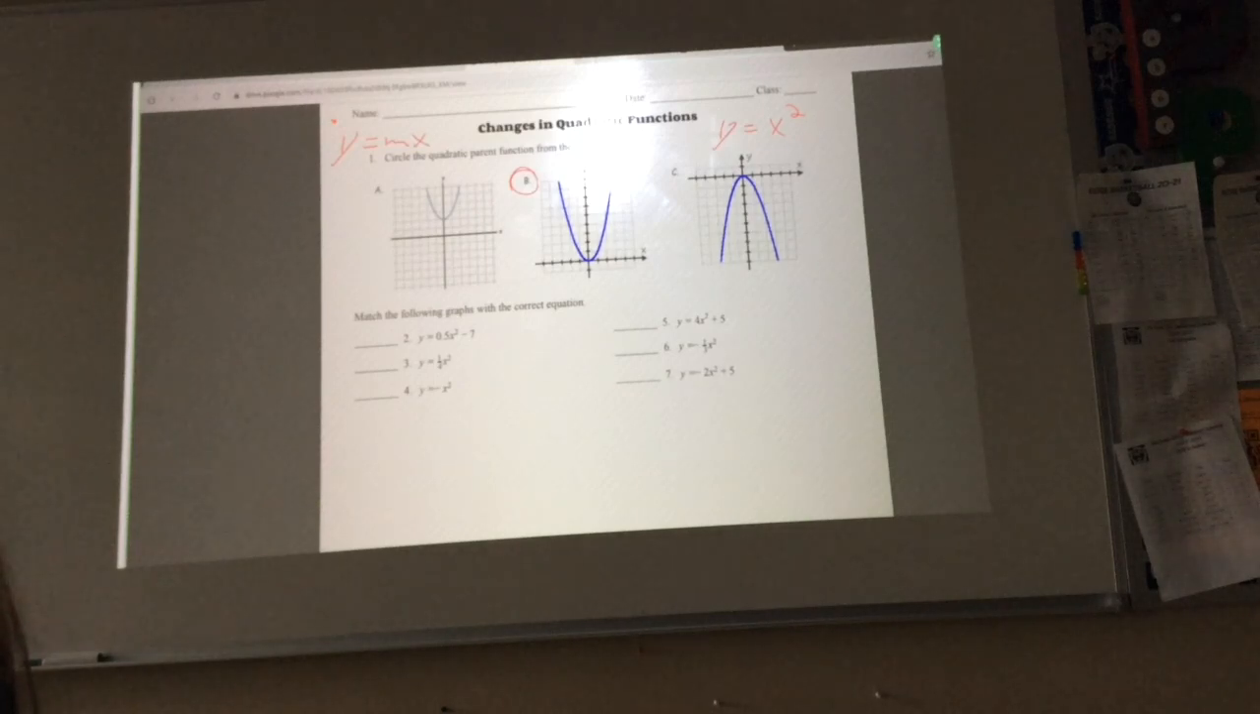So just like with the linear equations, everything that we're doing is going to be based off of this equation right here. I want to know how has it changed from that parent function. So every time that we're looking at these, whether it's going up, down, left, right, flipping, reflecting, it's going to be what is the change from this parent function. Does that make sense? Okay, awesome.